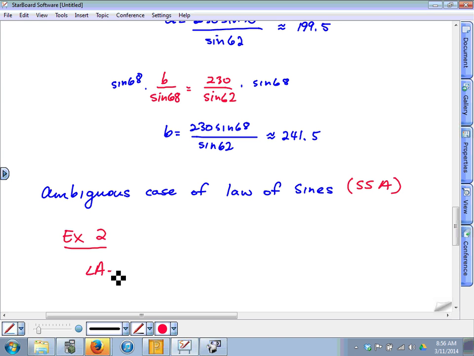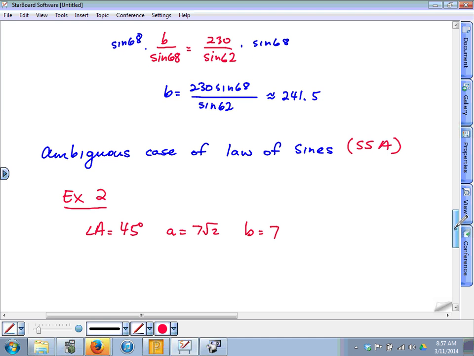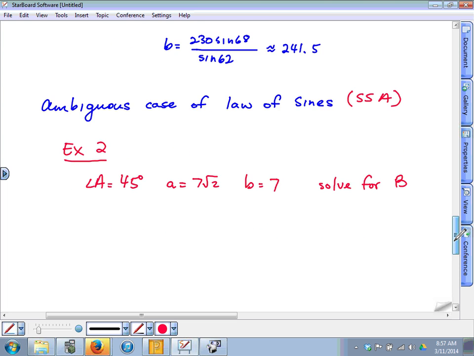So we have angle A is equal to 45 degrees. Little a, oh, they're getting mean on you guys, is 7 square root of 2. And little b is 7. This is hard. Solve for angle B, or capital B.